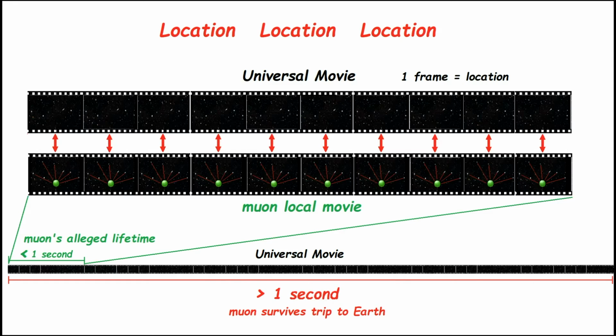And what these people are saying is the muon lived, or thinks it traveled, only less than 1 second, meaning it got rid of a lot of frames, or it's missing some of the frames of the universal movie. Somehow these people made some of the frames in the movie, some of the locations, disappear. Because there's no other way that you can say that for the muon it was less than a second, but for the universal movie the whole thing lasted more than 1 second.